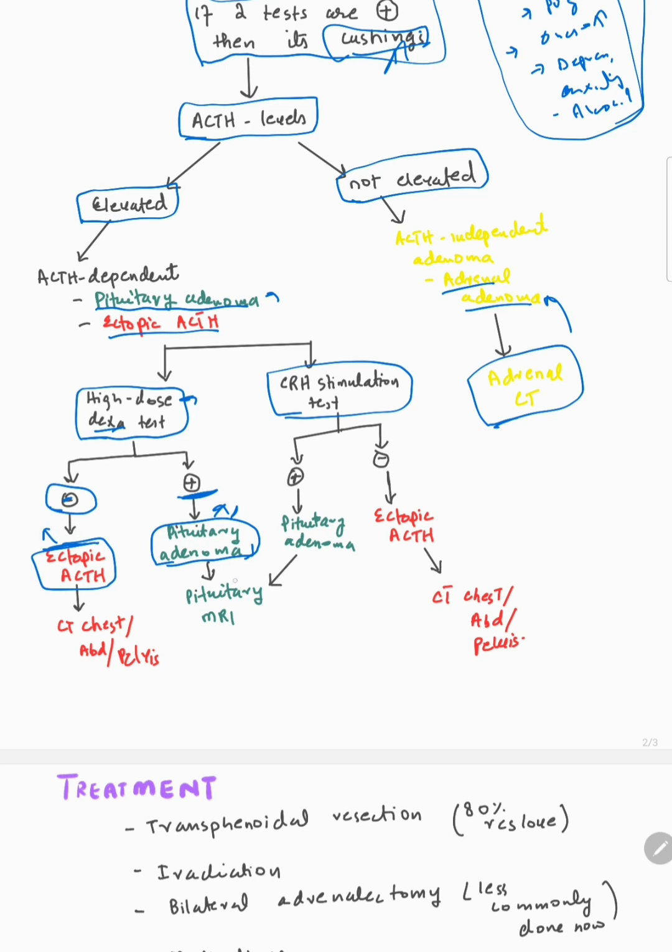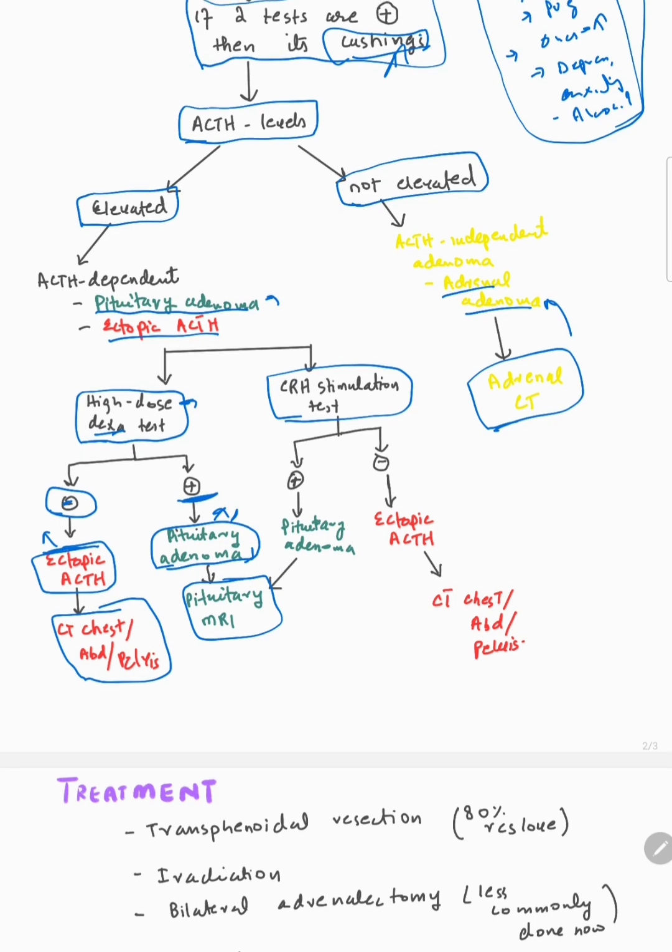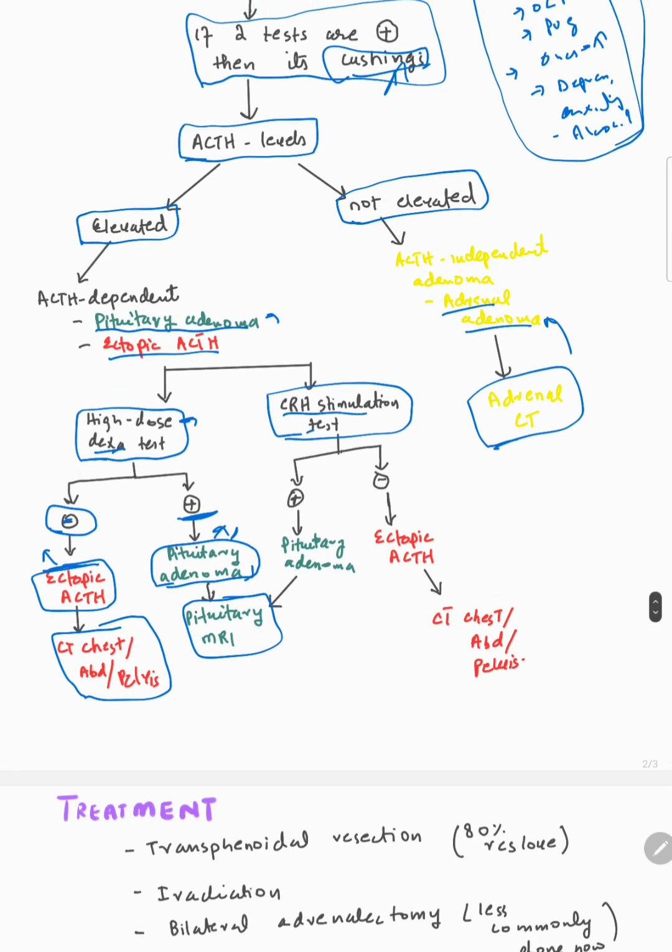Now, if there is adenoma, you can just do pituitary MRI. If it is ectopic ACTH, which means high dose dexamethasone suppression did not suppress cortisol, then just do CT chest, abdomen, pelvis to look for cancers like lung, pancreatic, or ovarian cancer. Another test you can do is the CRH stimulation test. If it increased ACTH, if it is positive, that's basically adenoma. And if it did not, that basically means ectopic ACTH. And then obviously just do the tests like we talked about: for adenoma, MRI; for ectopic ACTH, CT chest, abdomen, and pelvis.